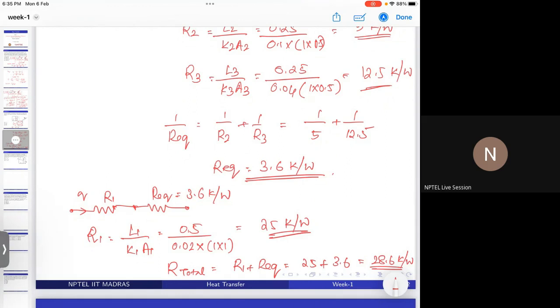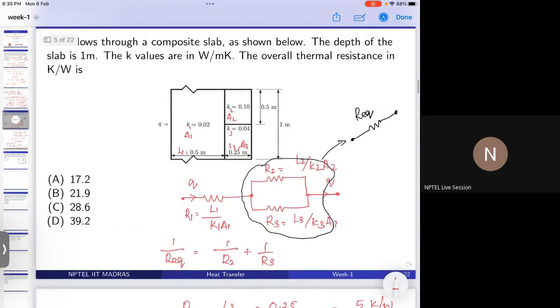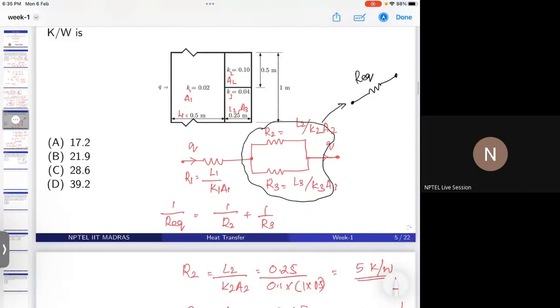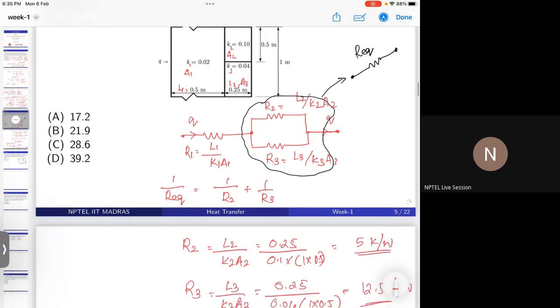Sir, I was not able to understand the value of R1. How did you calculate it? R1. Yes, sir. R1 is just L1 by K1 A1. It's like the normal formula.